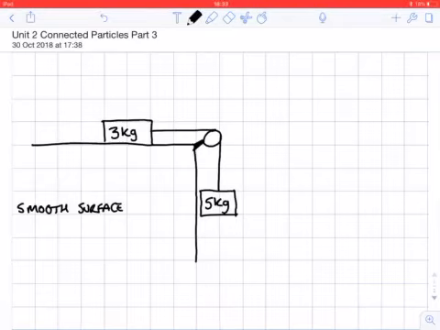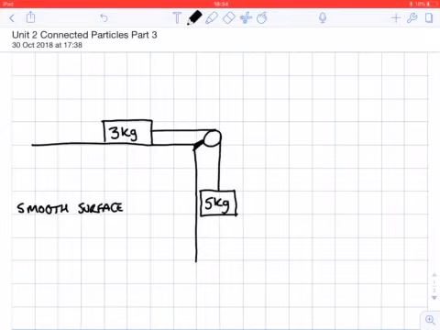In this third video, I'm just going to look at a slightly different concept of connected particles. As you can see, the particles are still connected, and we're going to have our light and extensible string and our smooth pulley. But in this case, one of our particles is resting on a smooth surface and the other one is hanging over the edge.